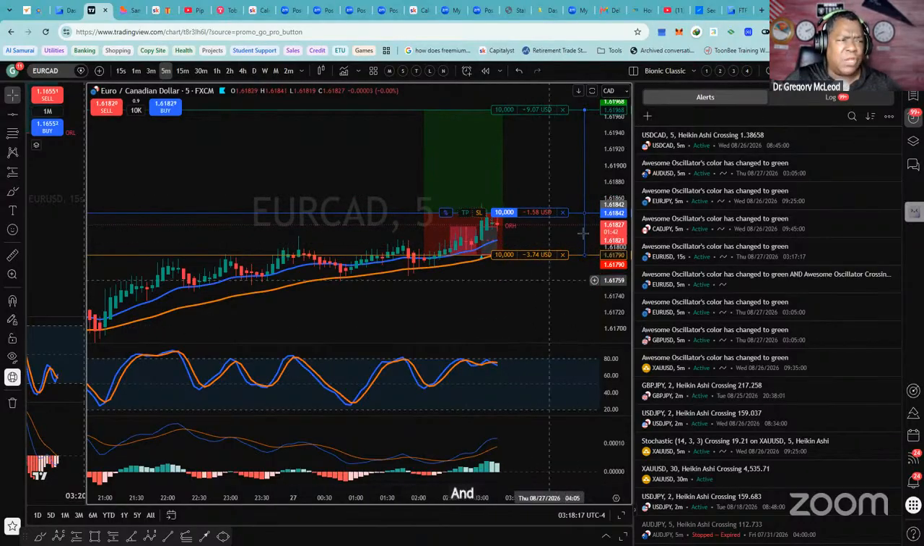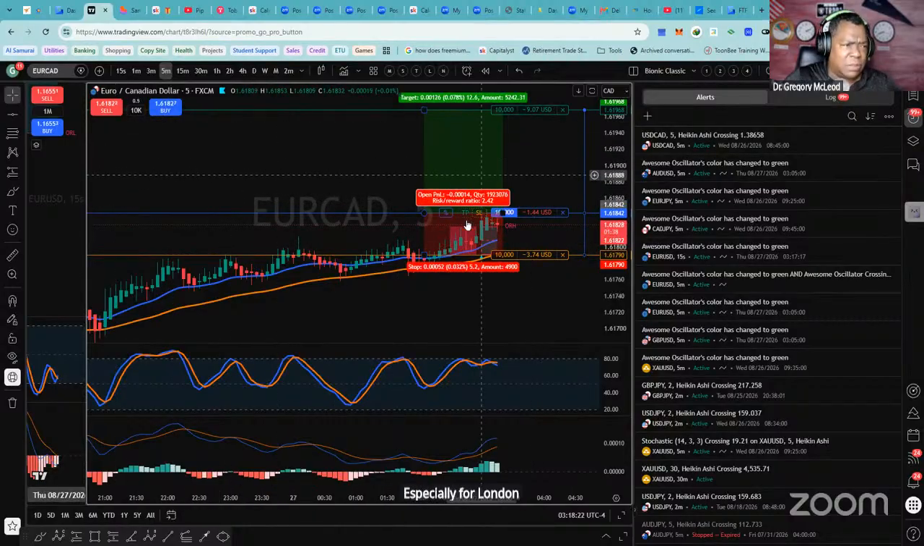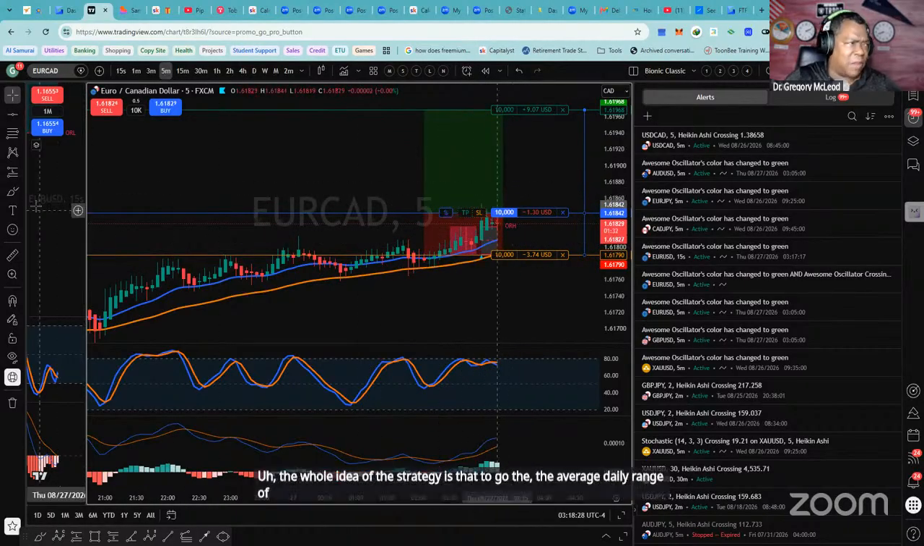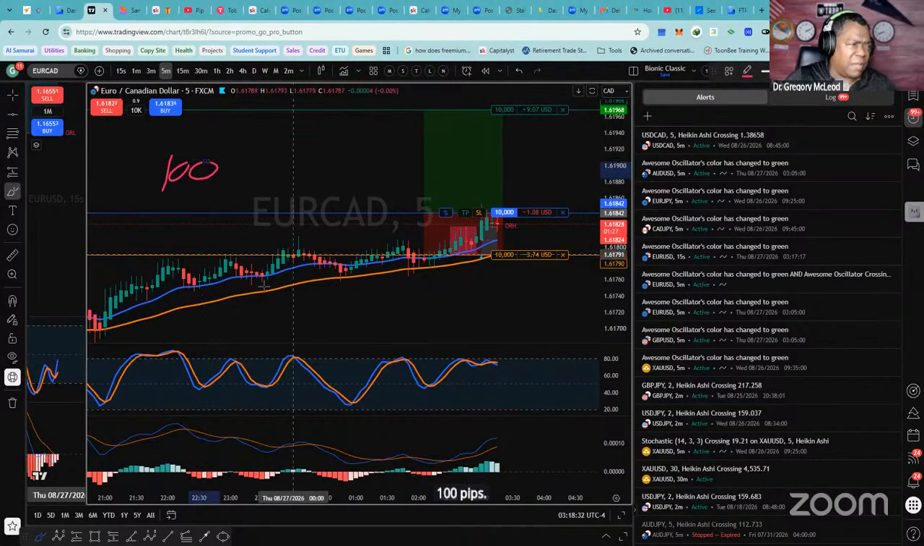And once you set it, you don't have to, especially for London session. The whole idea of the strategy is that the average daily range of a currency pair is roughly 100 pips, right?